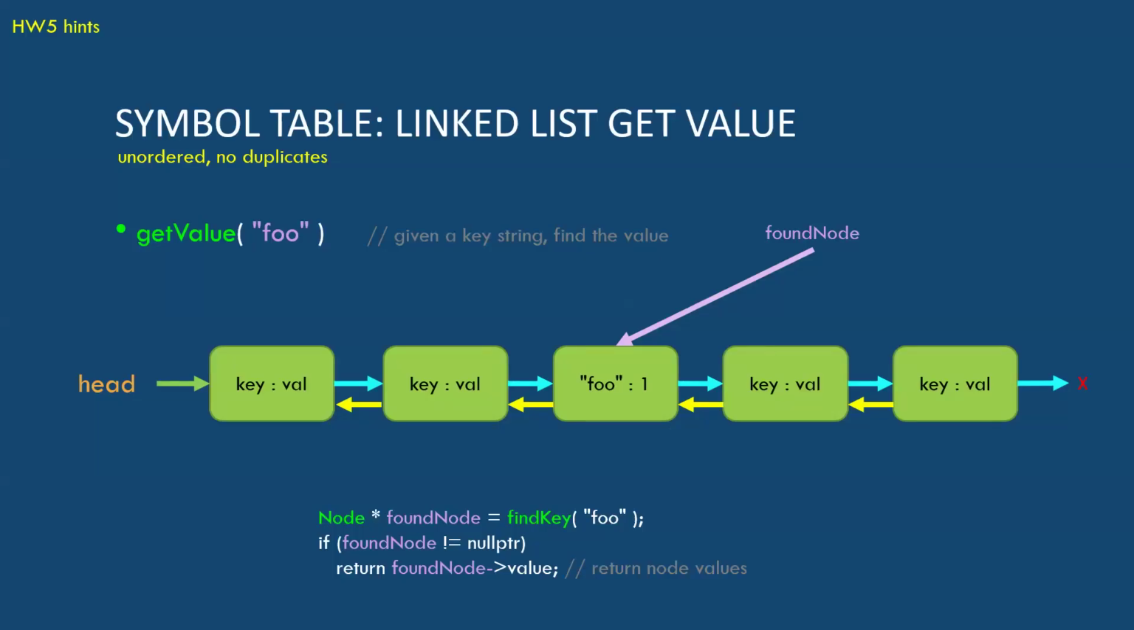So we need a while loop to search until and if we find the node. And then we just say, okay, if found node is not equal to null, just return found node arrow value. Just that simple. Okay. So that one's really not too bad. If found node is null, well, then we can't really return a value. So it poses a little bit of a problem.